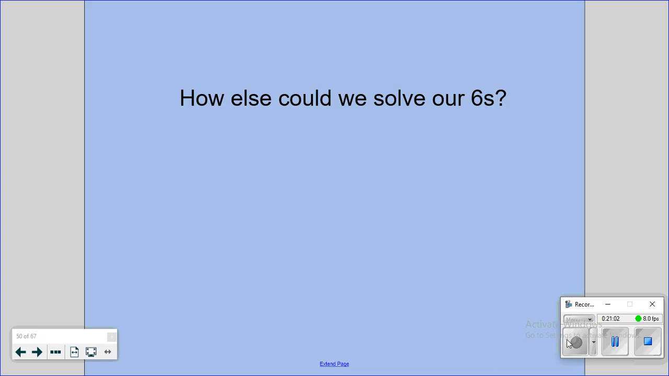So on the next blank page, this is our last strategy we're going to use for 6s. How else could I solve our 6s? That's the title on the next blank page. We just learned I could double my 3s, which is a really good strategy if I'm good at my 3s. You know who's not good at her 3s? Miss Miller. So that's not my favorite strategy. But if you're good at your 3s and you can double them really quick, go for it. I love that. But this is my favorite strategy because this is the strategy that works for my brain.